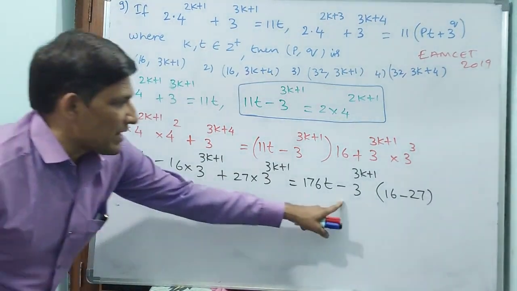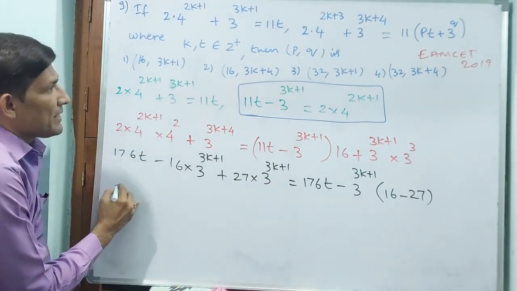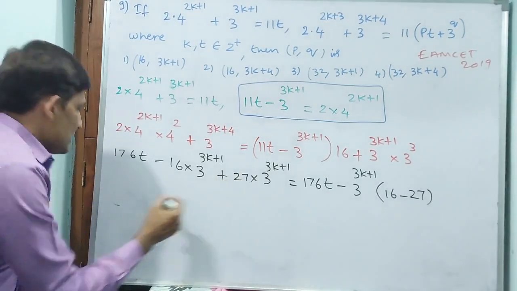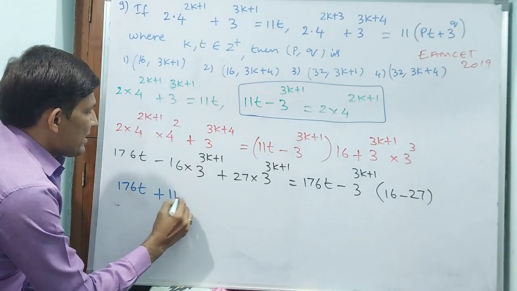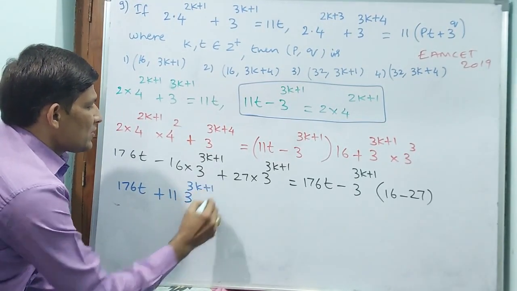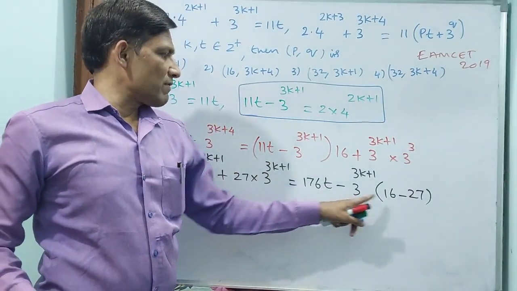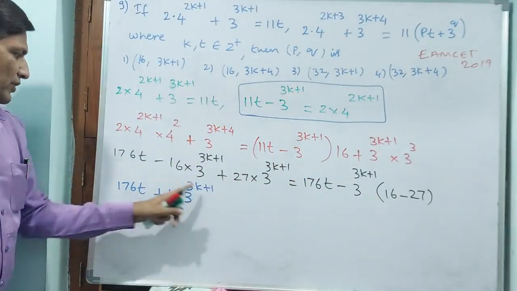Minus 11. Minus of minus 11 plus 11. You come back again. Write down 176t plus 11 into 3 power 3k plus 1. Is it okay? Definitely okay. Why? Because this is going to give minus 11. Minus of minus 11 is multiplication, plus 11. Plus 11, 3 power 3k plus 1 is there.